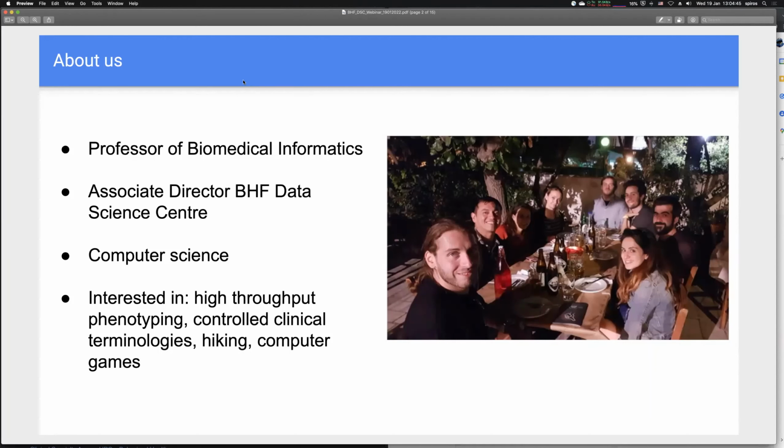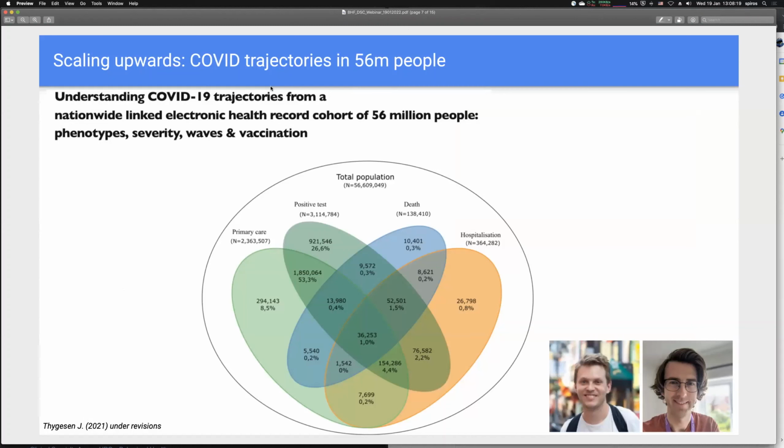So we have a really fascinating opportunity now, given the BHF Data Science Center and the CVD-COVID-UK consortium and the COVID pandemic, that we can scale all of what we do upwards. Not only in terms of sample size of patients, where we now have the unprecedented 56 million people cohort, but also in the number of diseases that we examine.